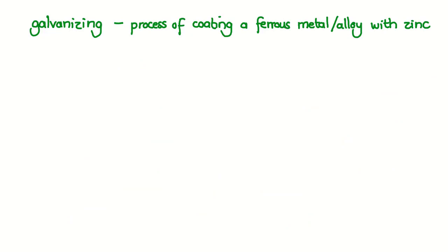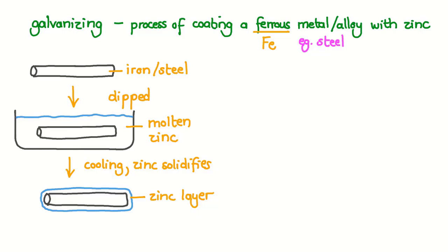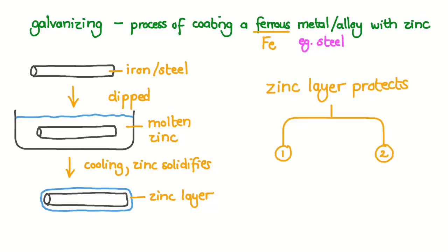Galvanizing is the process of coating a ferrous metal or alloy with zinc. Ferrous refers to iron, so a ferrous metal or alloy is any metal or alloy containing iron. For example, pure iron or steel. The iron or steel part is dipped into liquid molten zinc. The part is removed from the zinc bath, allowed to cool, and the zinc solidifies, forming a zinc layer on the surfaces. The zinc coating protects the ferrous metal or alloy in two ways.